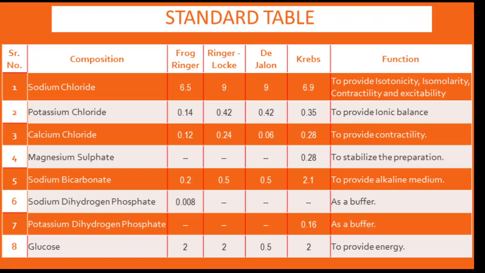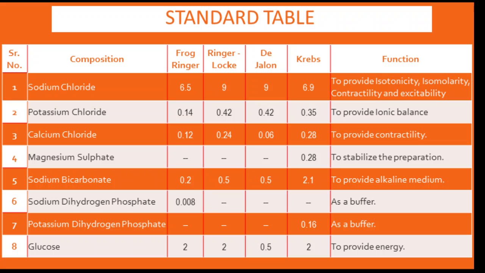So in this experiment today we are going to prepare frog Ringer solution. So we require sodium chloride 6.5 grams, potassium chloride 0.14 grams, calcium chloride 0.12 grams, sodium bicarbonate 0.2 grams and glucose 2 grams, and lastly sodium dihydrogen phosphate 0.008 grams.